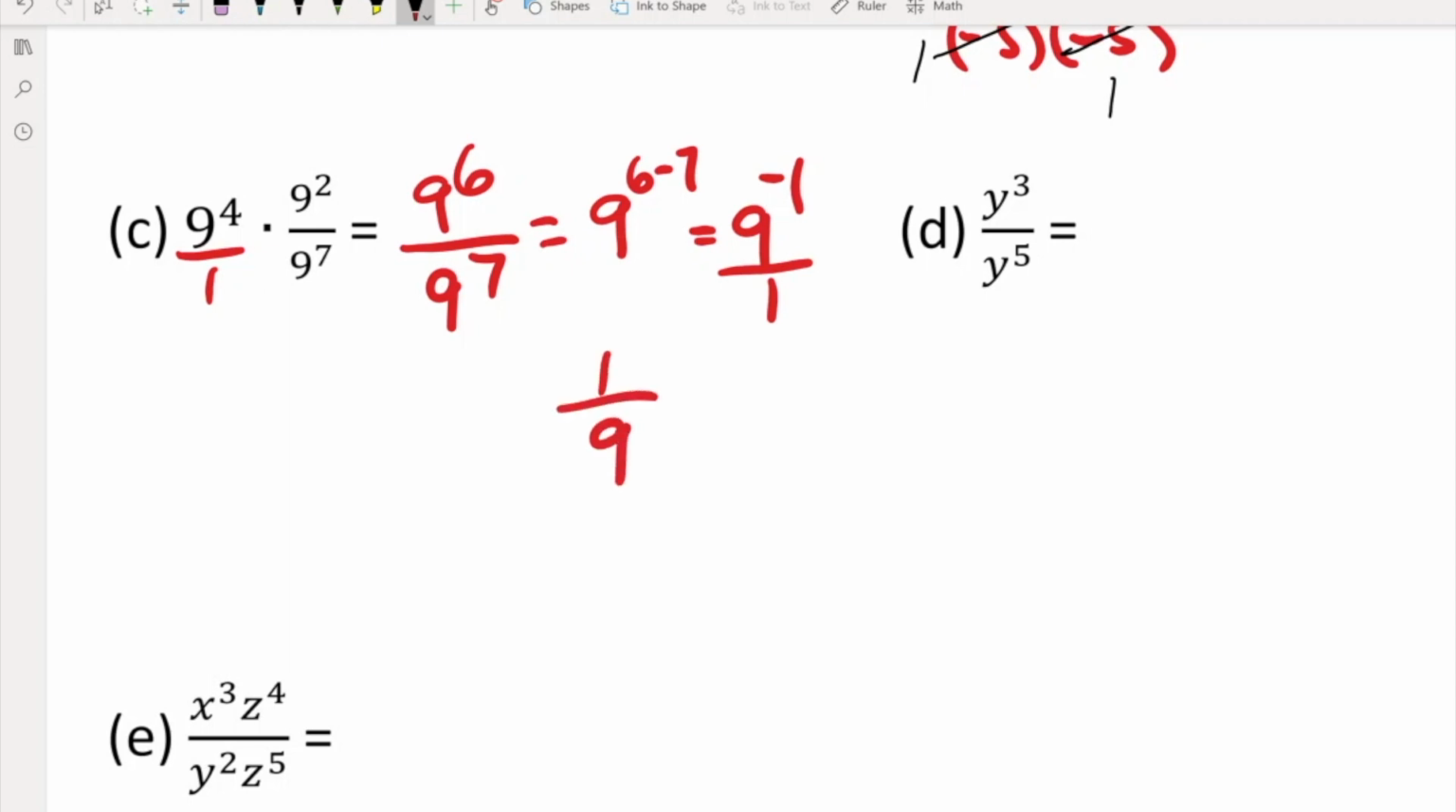Here's another way to think about that. At this stage, just ask yourself, which is bigger, the bottom or the top? Oh, the bottom's bigger. You got 9 to the 7th. When you subtract 7 minus 6, just remember your answer should be on the bottom. It's the same thing in example D.